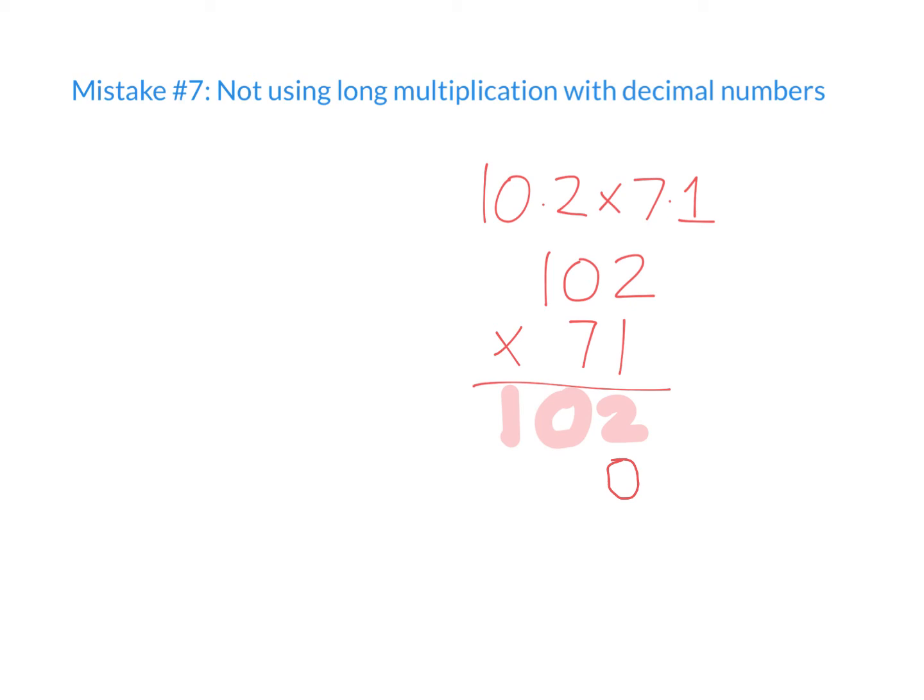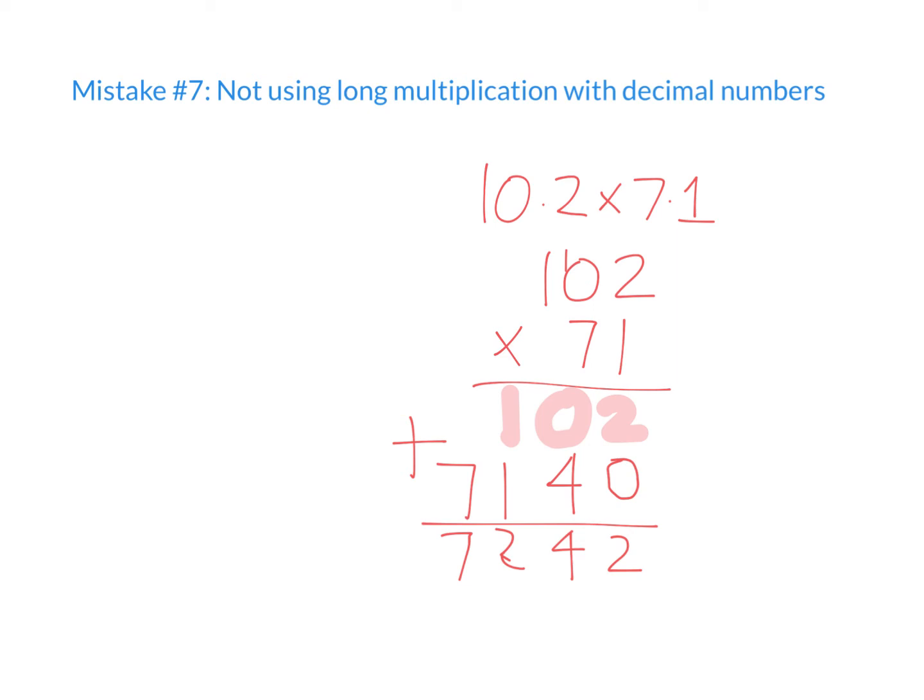So then we go 7 times 2 is 14. So then we're going to carry the 1. 7 times 0 is 0 plus 1 is 1. And then we go 7 times 1. So now we add together these two. 2 plus 0, 0 plus 4, 1 plus 1, and 7 plus 0. So 102 times 71 is 7,242.